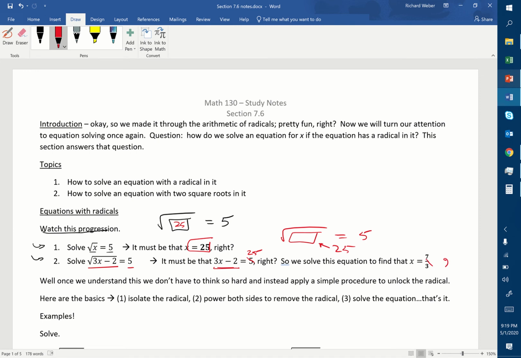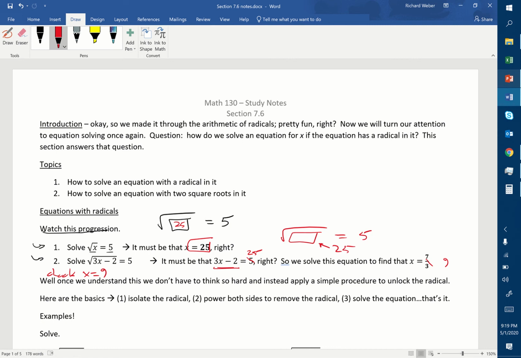Interesting. So let's see. 9. I'm going to check because I have a typo. 9 times 3 is 27 minus 2. Okay, let me show you that progression. Whenever you want to check, and that's important in this section, we say x is equal to 9, not 7 over 3. I don't know.